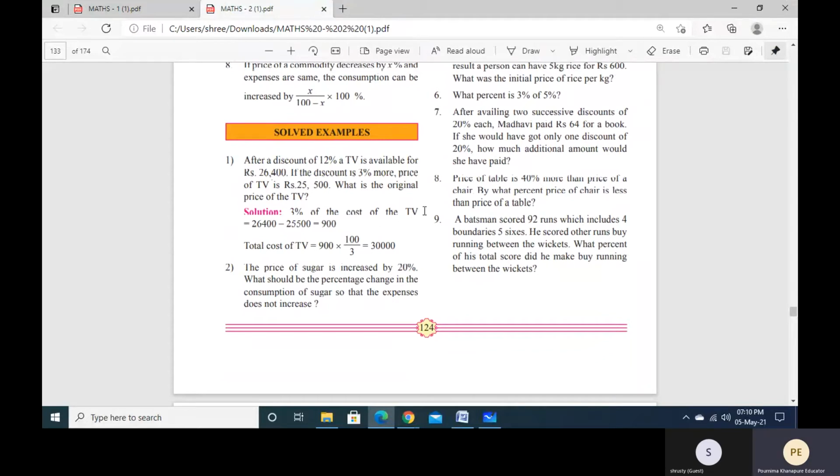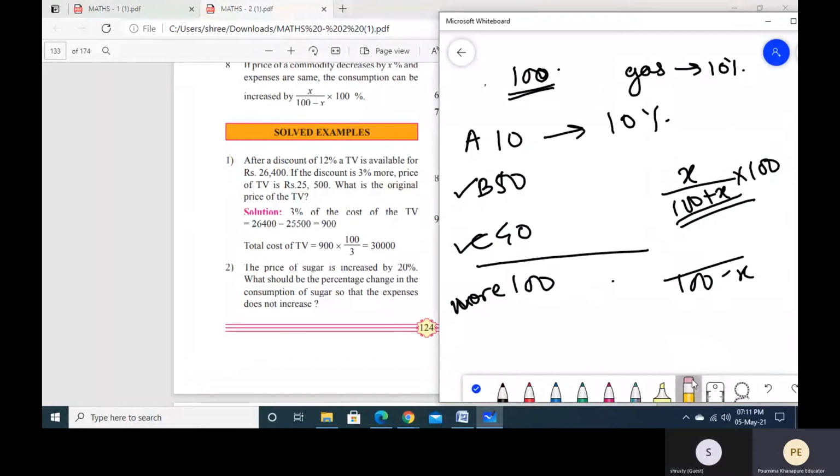3% of the cost of the TV. So this is 26,400, and with the 3% discount it gives 25,500. So we just find the difference over there. Firstly it cost 26,400, then it is costing 25,500. So how much discount has he given? He has given a discount of 900 rupees, right? That is the 3% of what? 100.